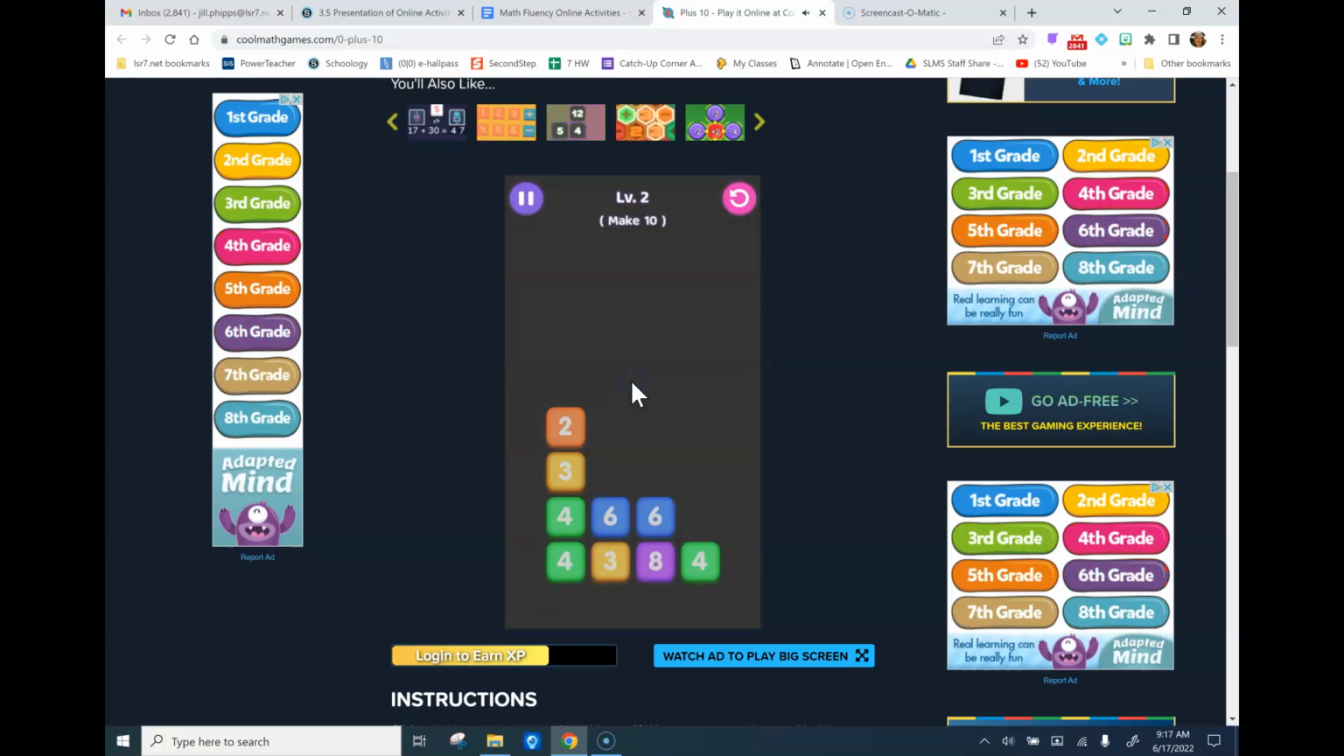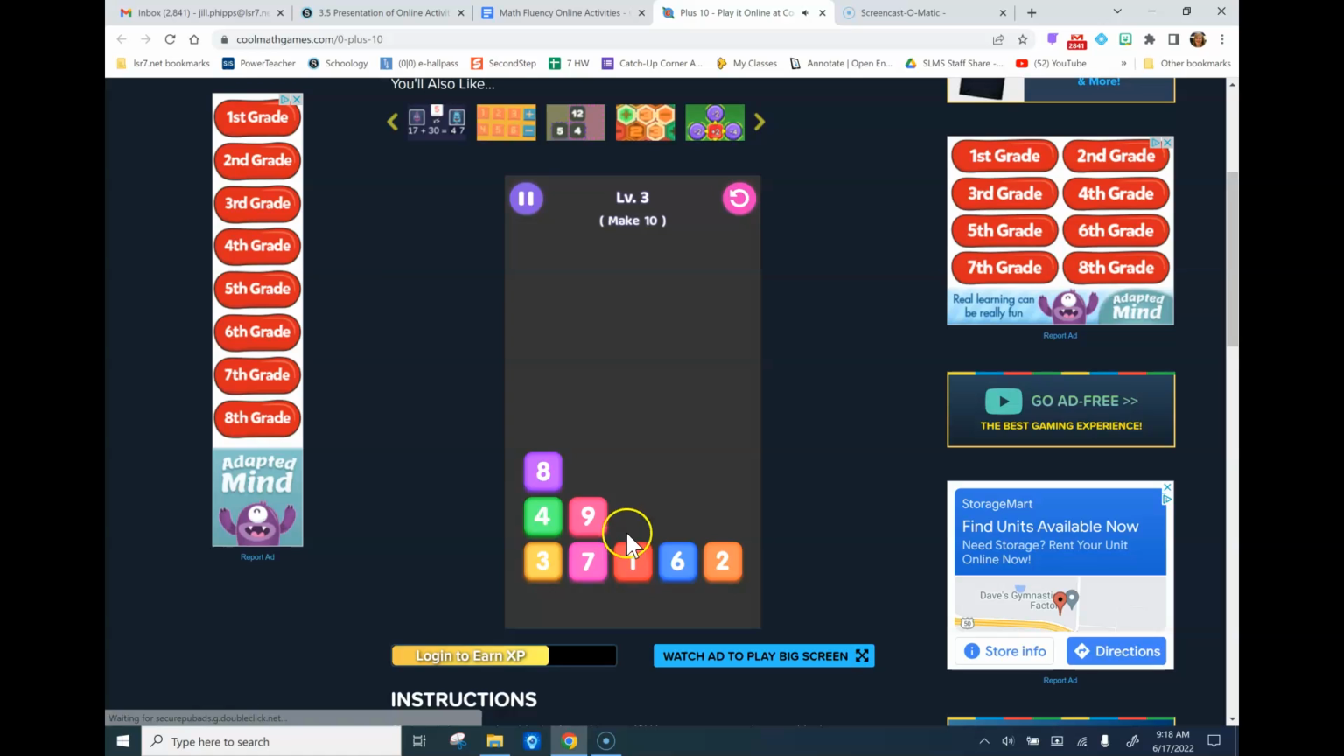There's one level complete. Now we go to the next one. It gets a little more complicated, but you just look for any place where it adds to 10. And you can do 3 at a time too. So I can do 3, 4, and 3, so I can do more than one. I just have to drag to make them work.